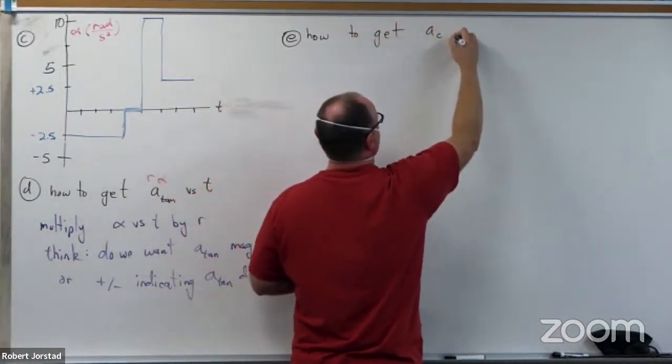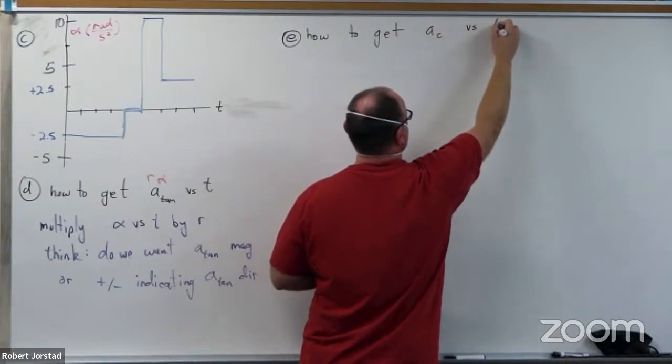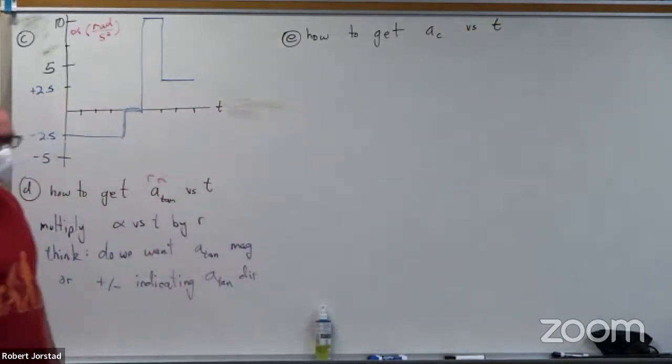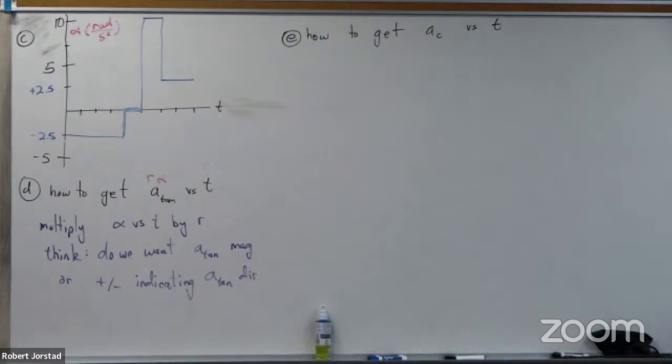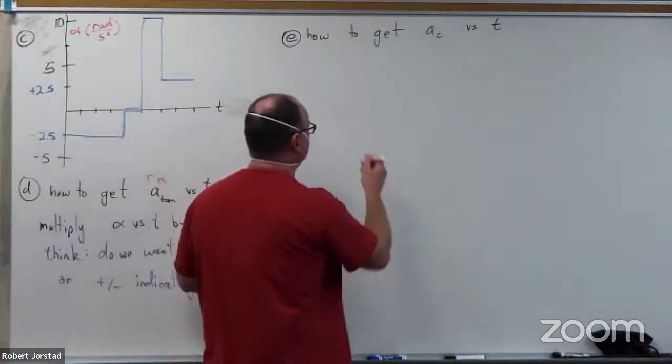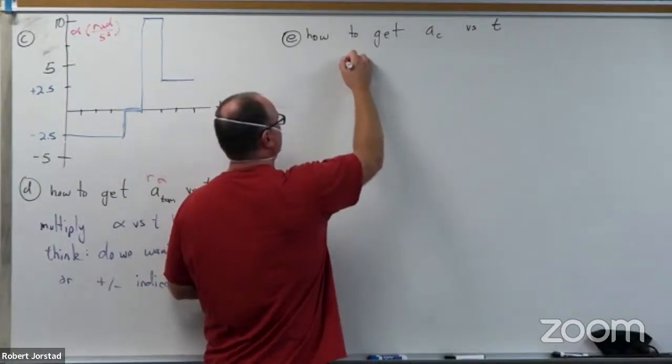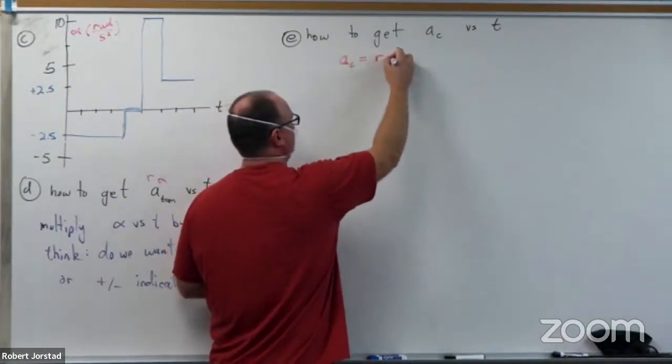Or sorry, AC versus time. I said tan, I apologize. How would you do that? What's an equation? Give me an equation for AC. R omega squared. That's right.